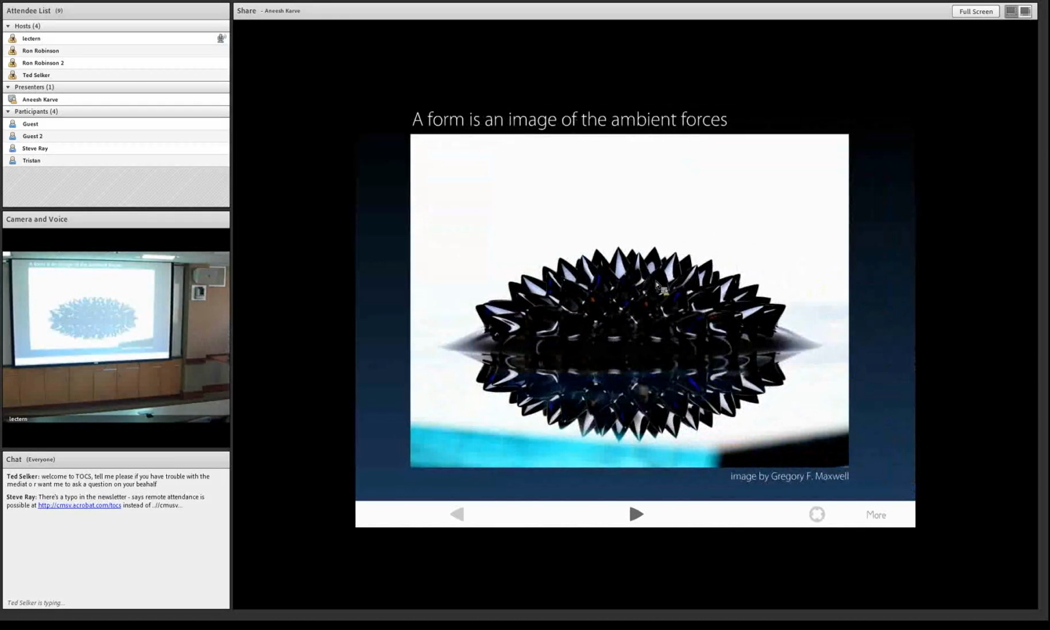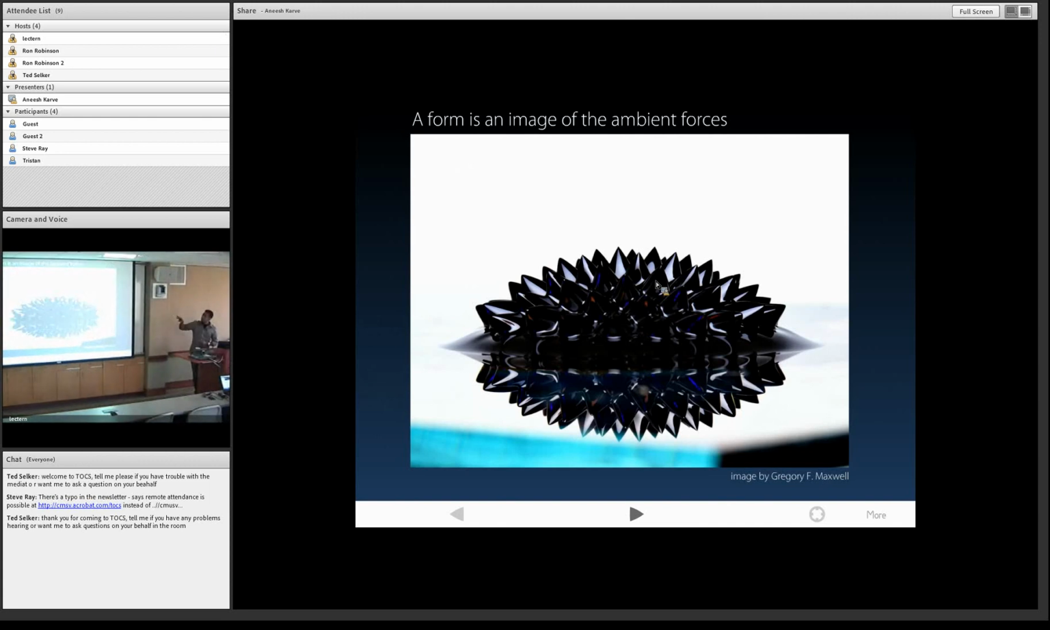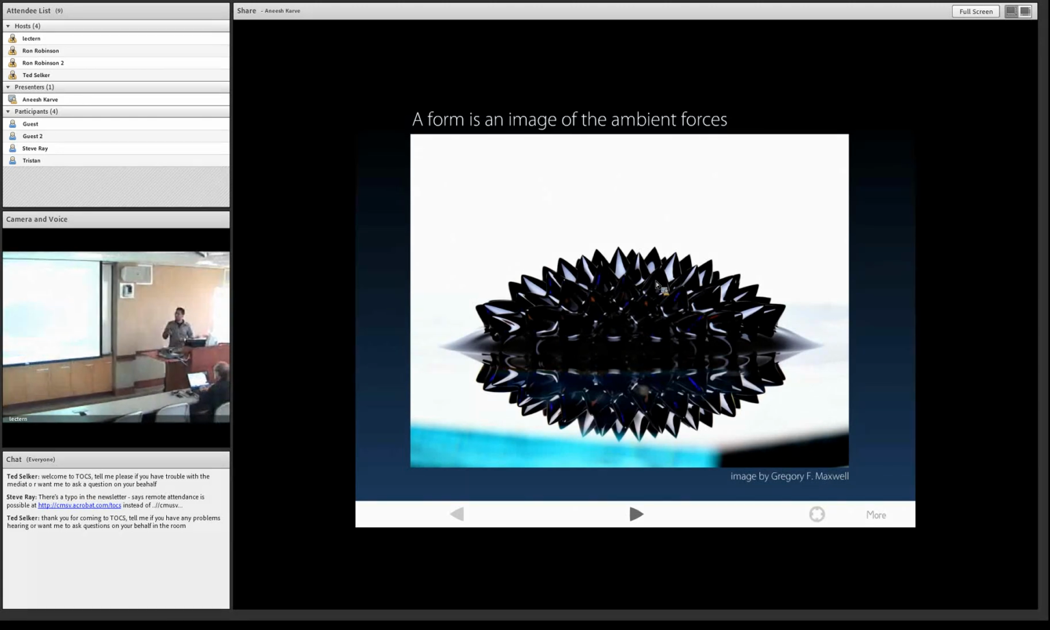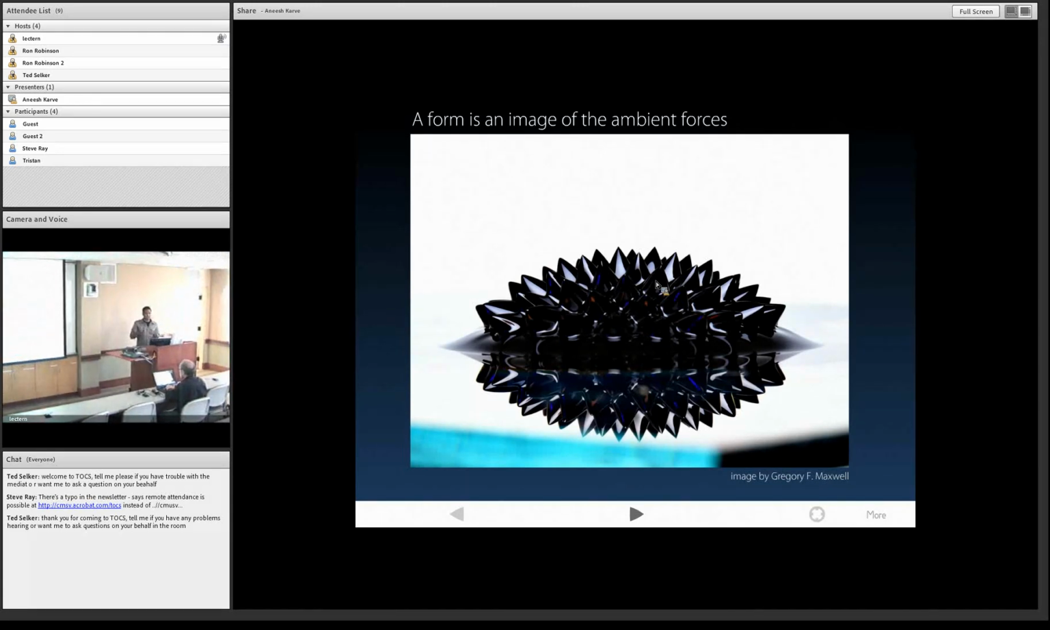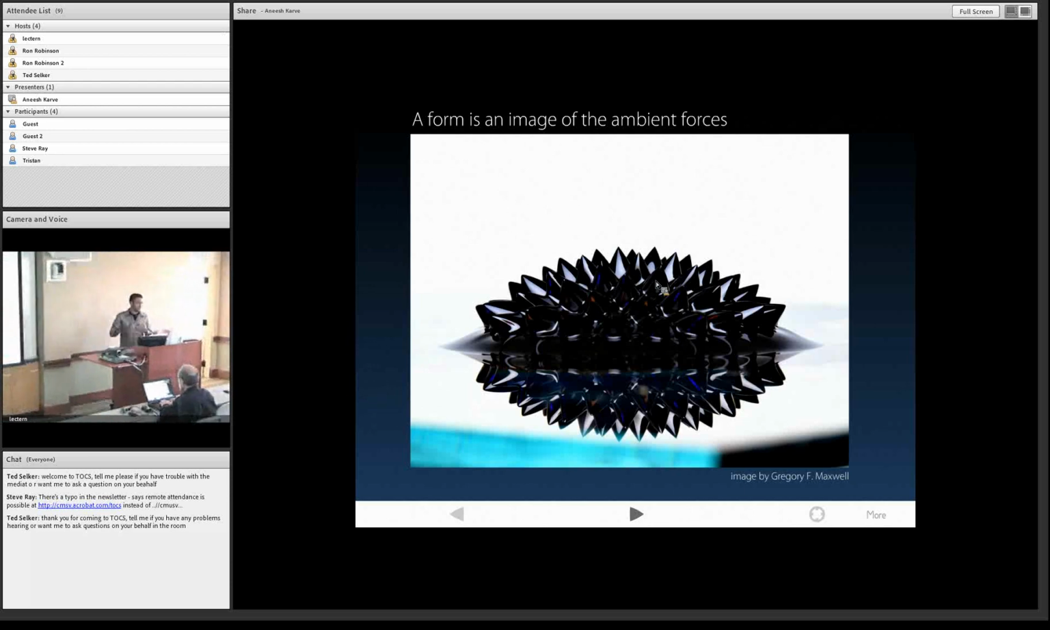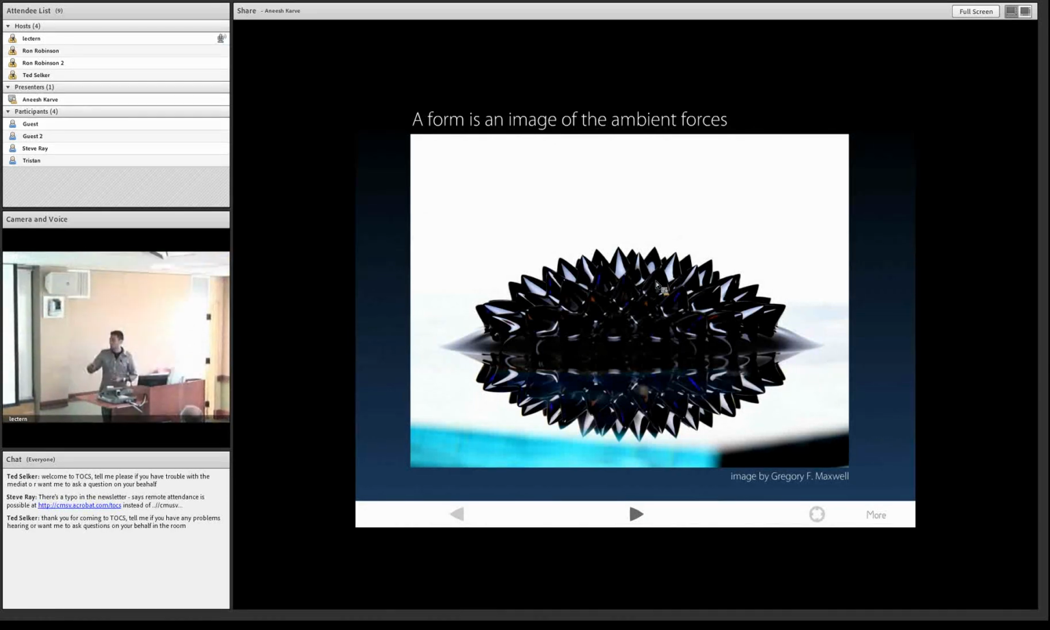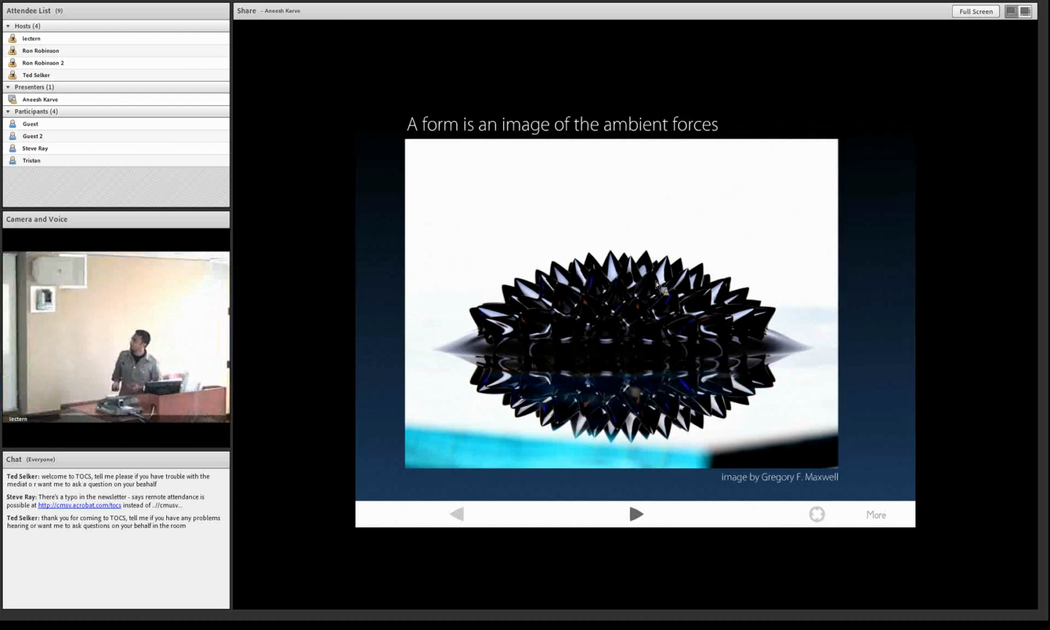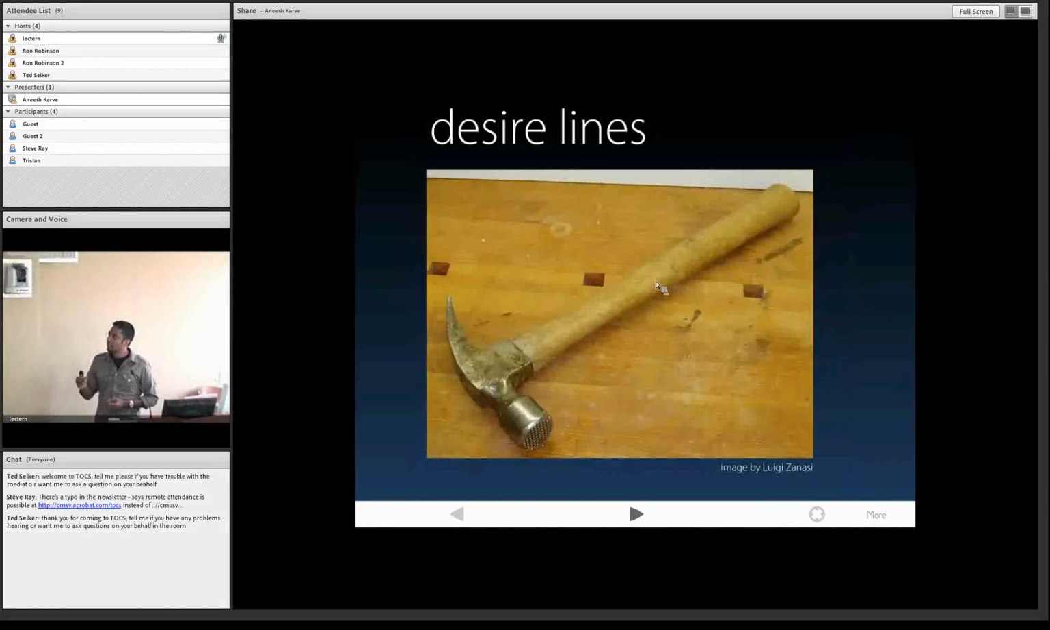And the central thought here is that a form is an image of the ambient forces, the contextual forces that surround that form. And here, if you're familiar with ferromagnetic liquids or not, the idea is the shape that this form is taking is a function of the fact that the field that it's within is isotropic. The field is non-homogeneous, and this drives the shape in the form. And I want to go through some very common everyday examples that illustrate this general principle.